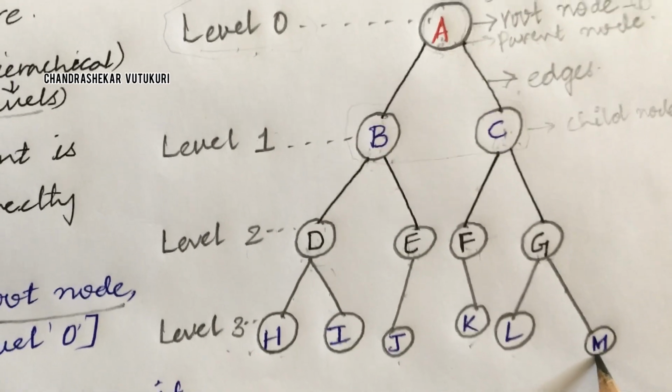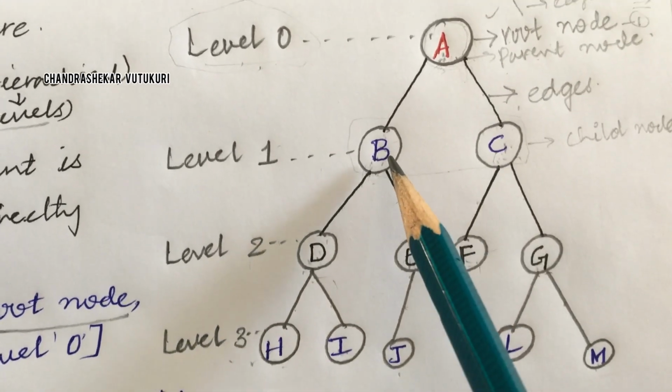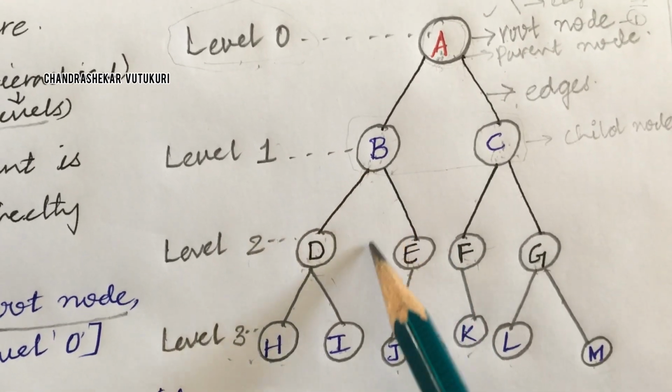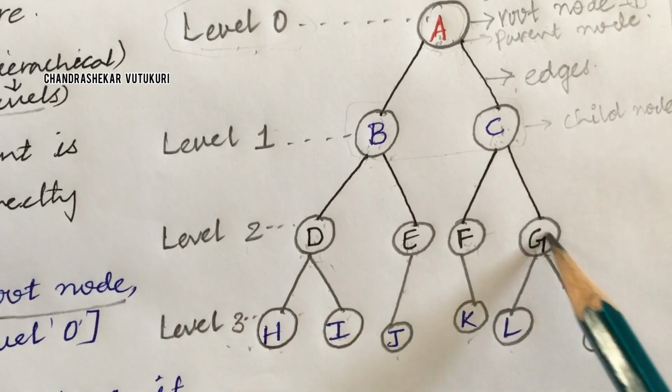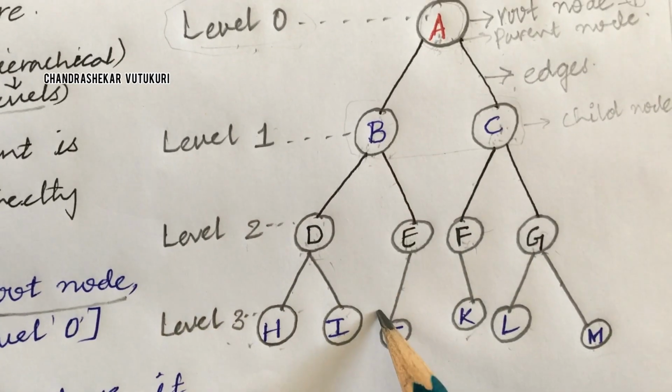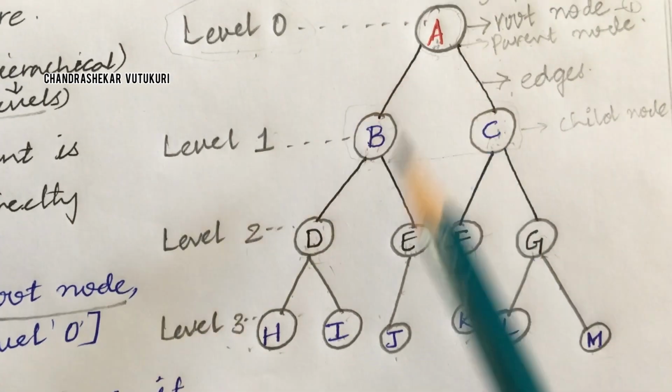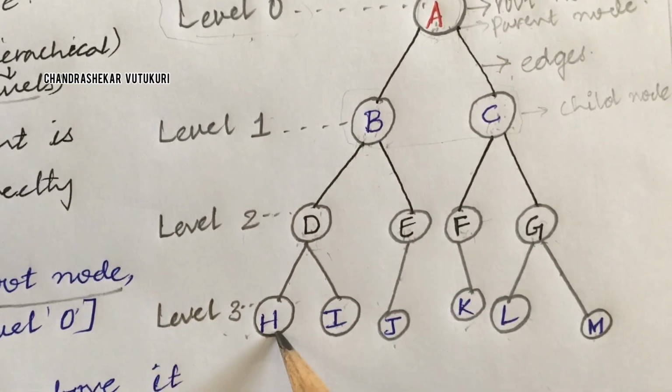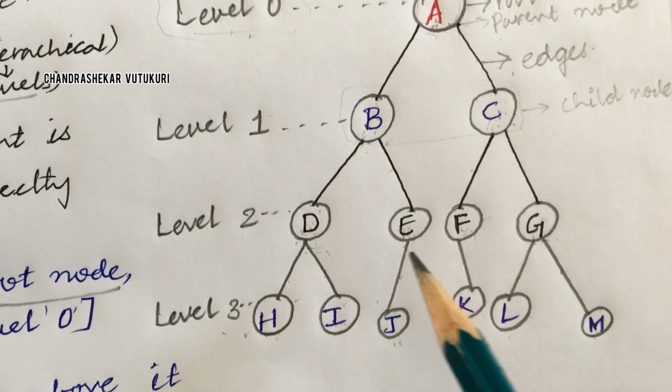Now if you look here, the nodes just below a node are called the children. Getting? These all are the children. B and C are children of A, and D and E are children of B, H and I are children of D, J for E, and so on likewise.